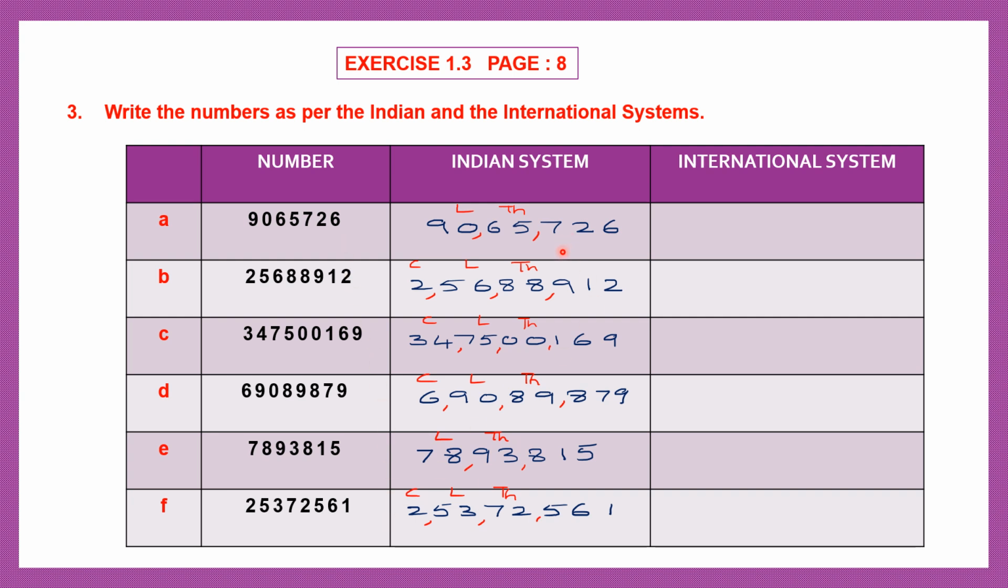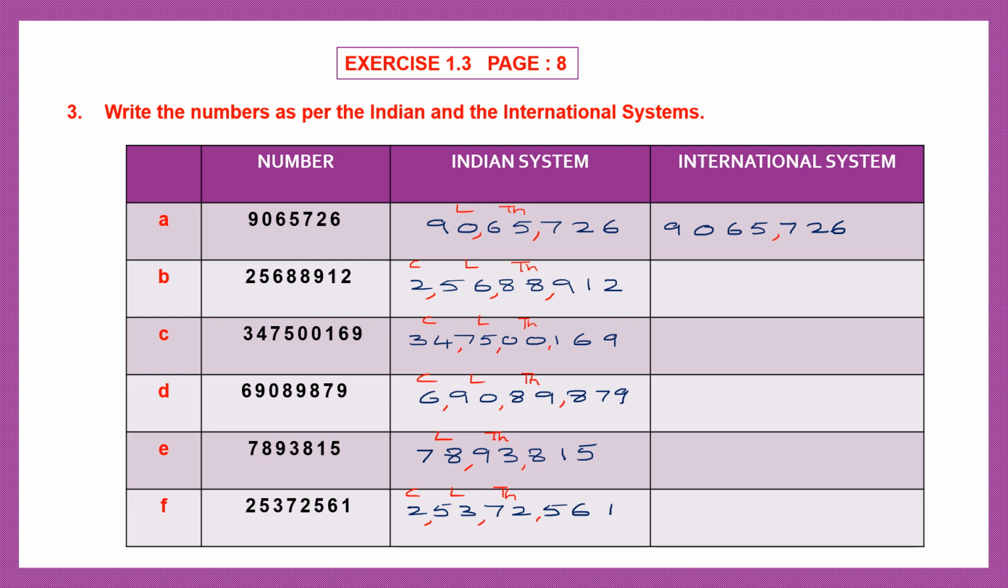So what did we do? All these numbers we have written in the Indian system. Now let's write it in the international system, the same number. So let's write down these numbers as it is. So the number is 9065726. Now in the international system, it's very easy because every period has 3 digits. So you can say 1 2 3 comma 1 2 3 comma 1 2 3. You can go on like that because in the international system, after every 3 digits you have a period. A period has 3 digits. So let's place our commas.